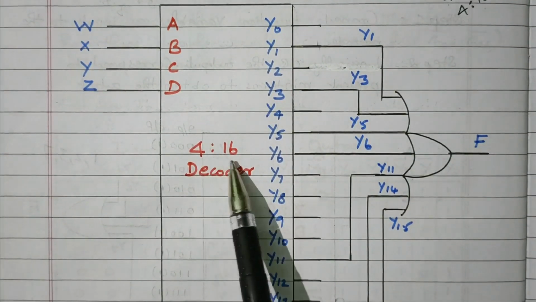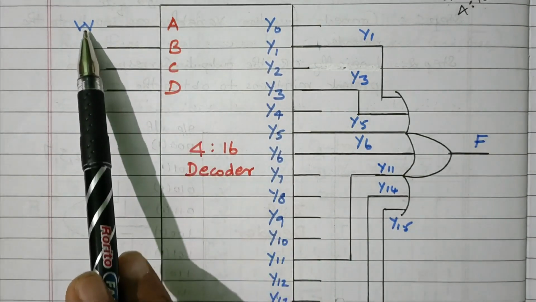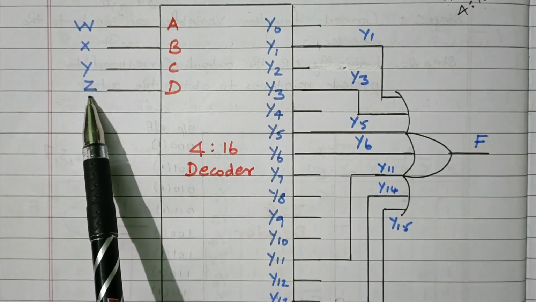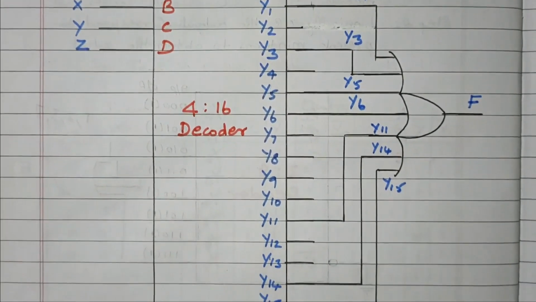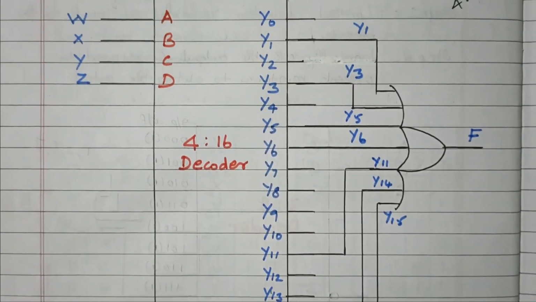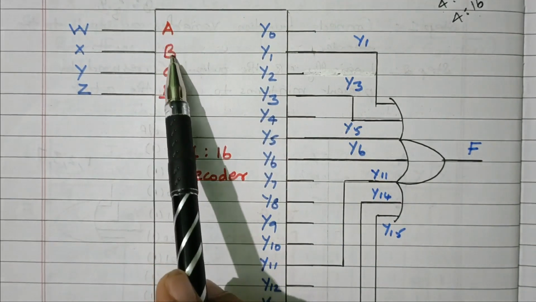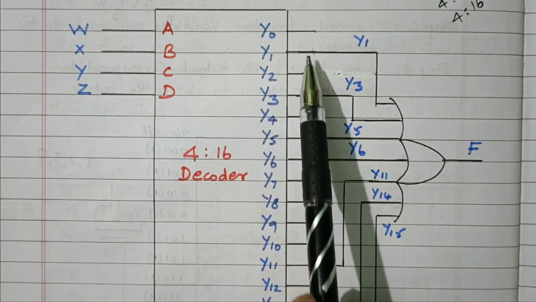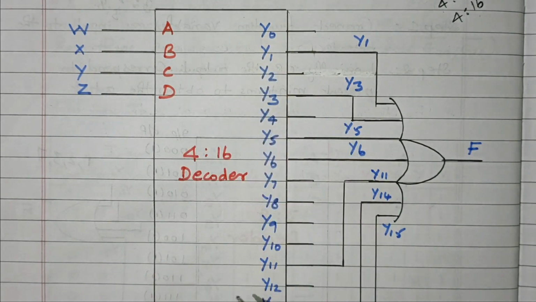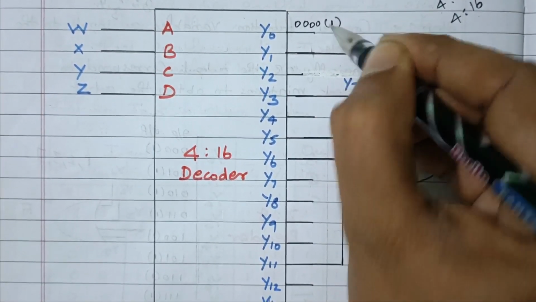So this is the 4:16 decoder. A, B, C, D are 4 inputs, here given as W, X, Y, Z. W, X, Y, Z are the 4 inputs, and we get 16 different outputs. Now we'll see how we get the output. There are 4 input digits, so there are 2 to the power 4, 16 combinations: 0, 0, 0, 0, 0, 0, 0, 1, like that. For every combination we will get an output, right? For example, 0, 0, 0, 0 means here Y0 will be 1.